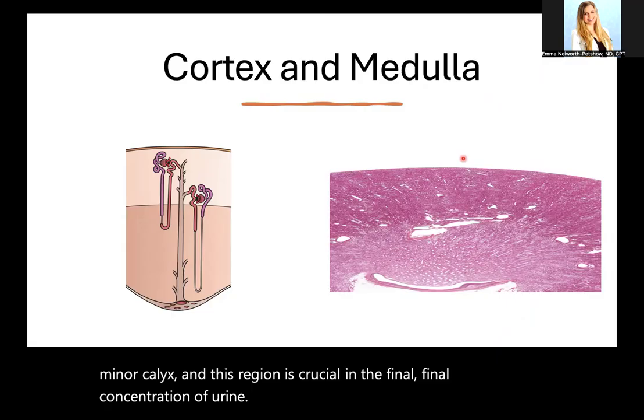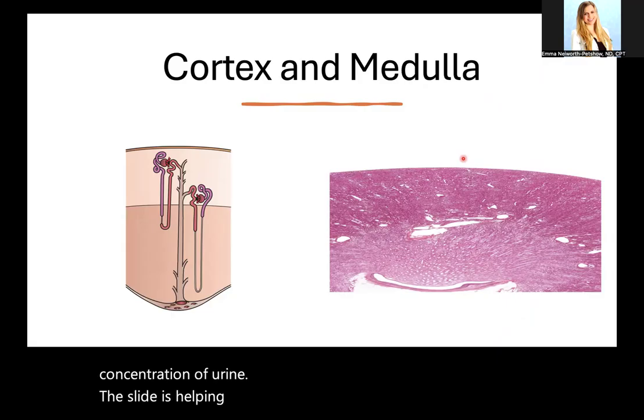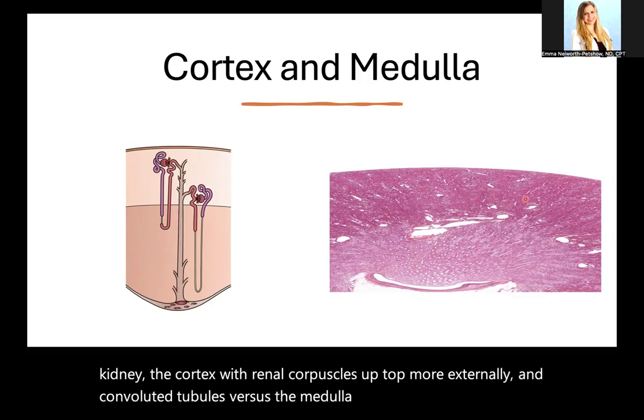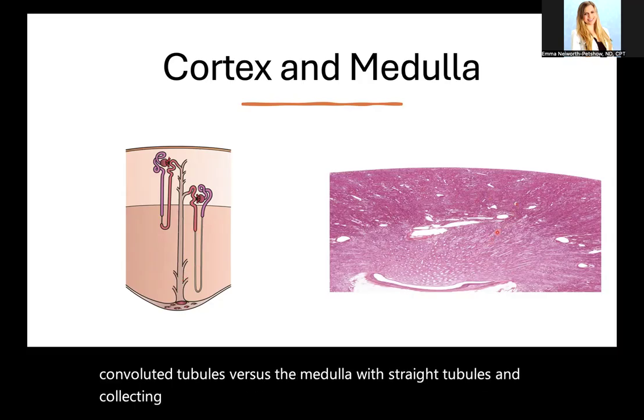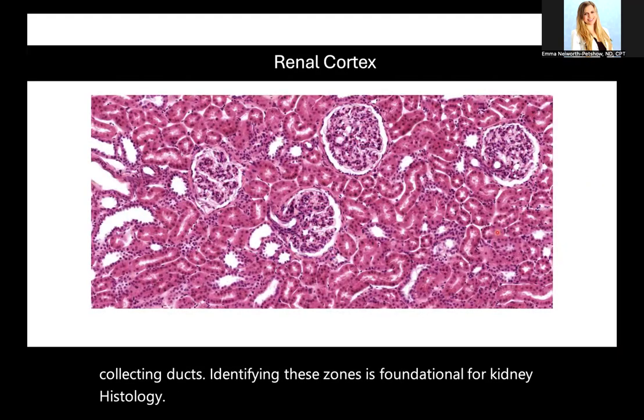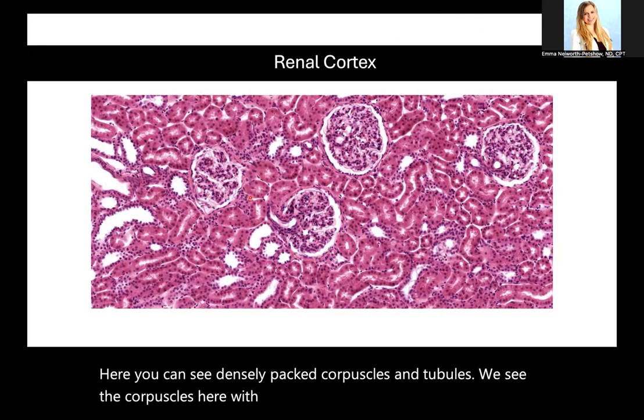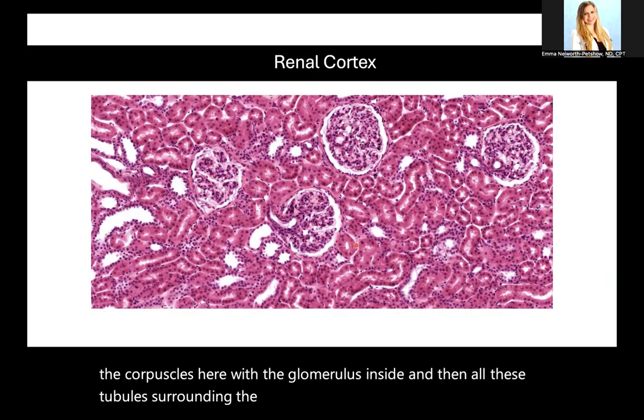This slide is helping just visualize the two major regions of the kidney, the cortex with renal corpuscles up top, more externally, and convoluted tubules, versus the medulla with straight tubules and collecting ducts. Identifying these zones is foundational for kidney histology. Here you can see densely packed corpuscles and tubules. We see the corpuscles here with the glomerulus inside and then all these tubules surrounding. The presence of glomeruli is the easiest way to identify the cortex.